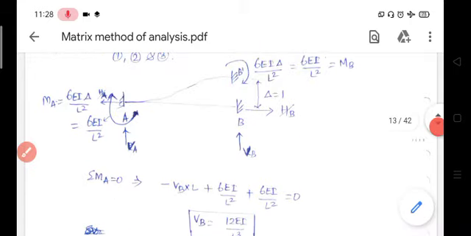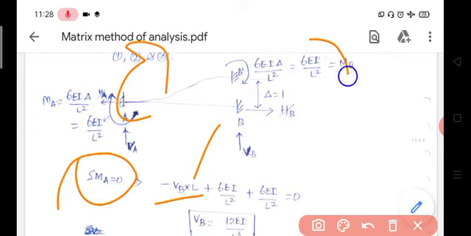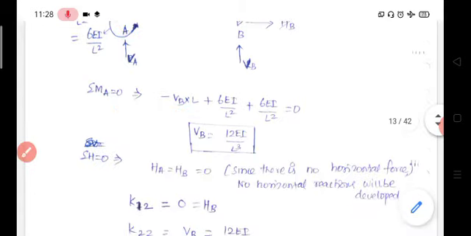So, first apply summation of moment about support A is equal to 0. So, which is equal to V B into L, which creates anti-clockwise moment, minus V B into L. Then M A is 6 E I delta by L square. Then M B again, this is clockwise moment, 6 E I delta by L square, equal to 0. So, from that V B is equal to 12 E I by L cube.